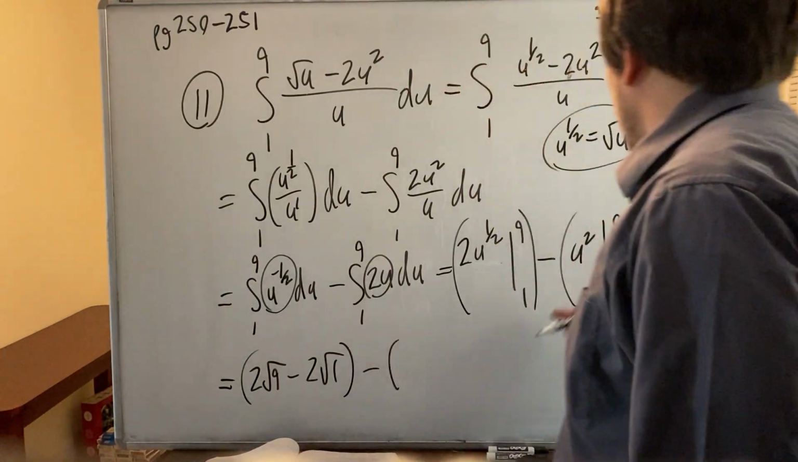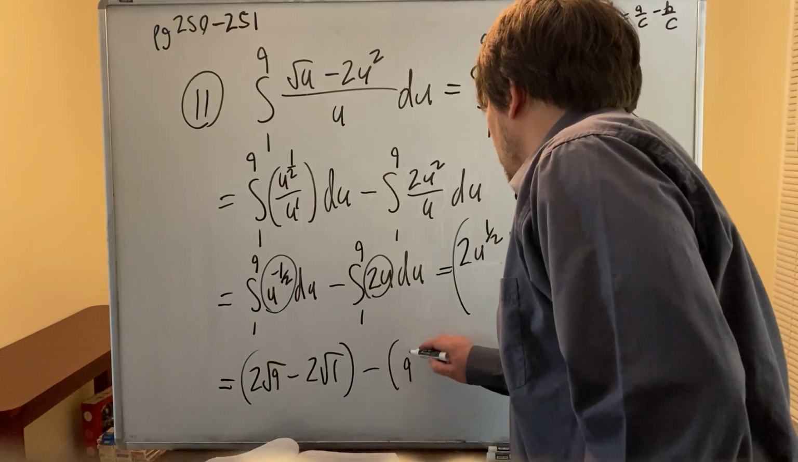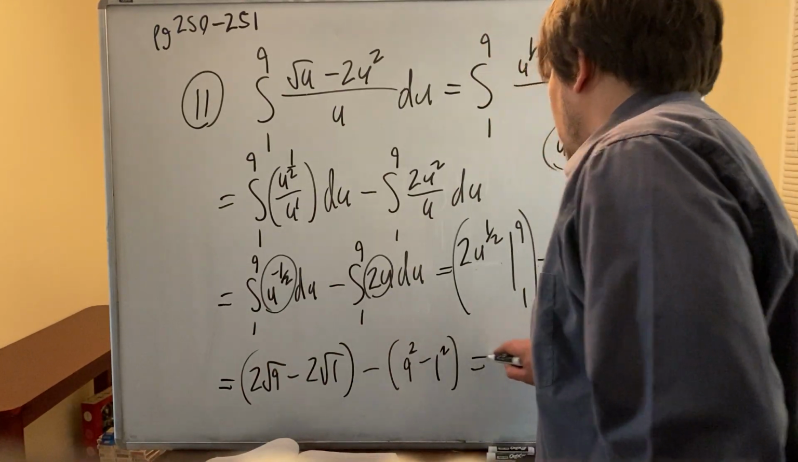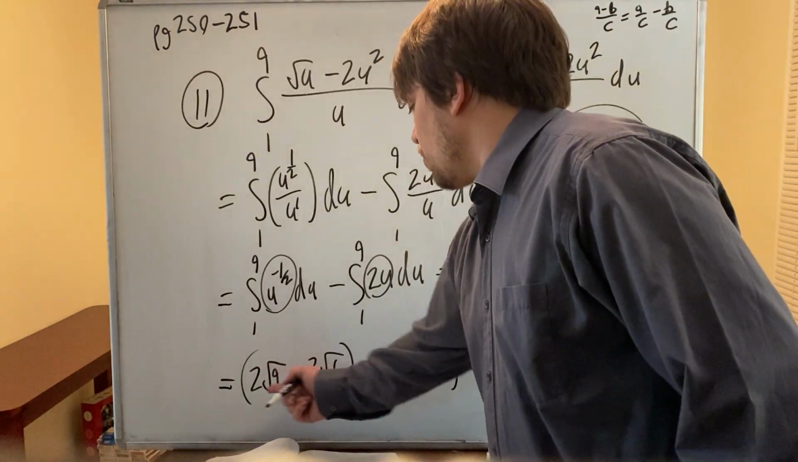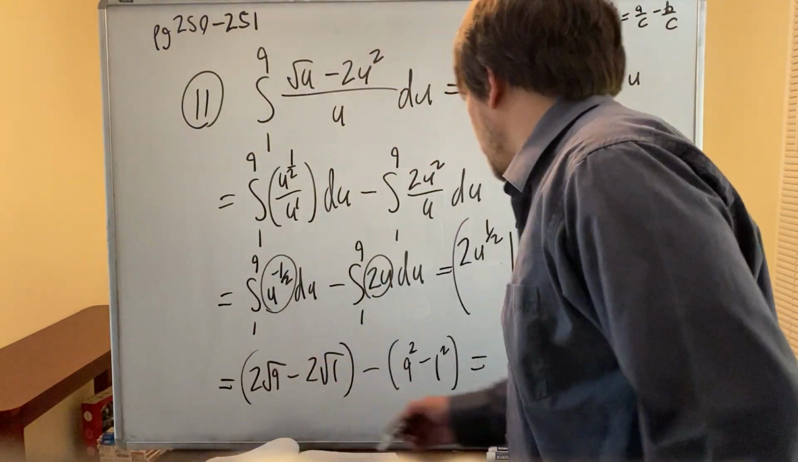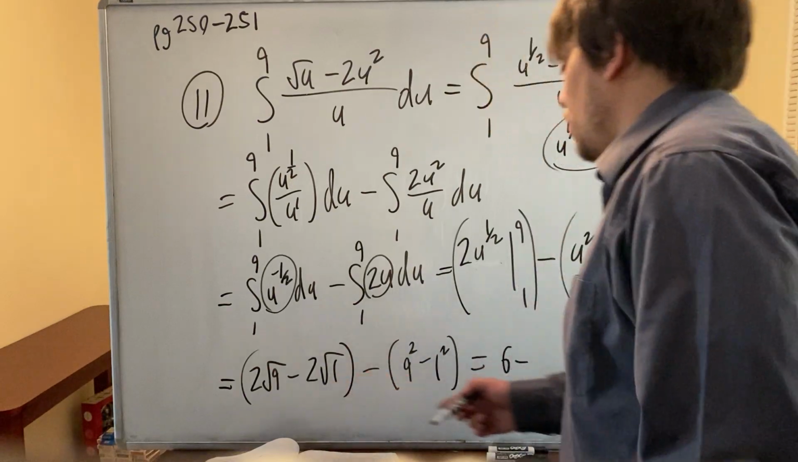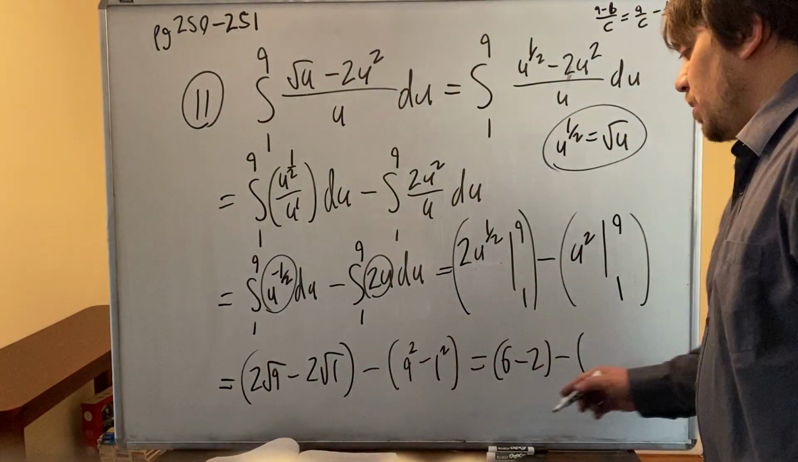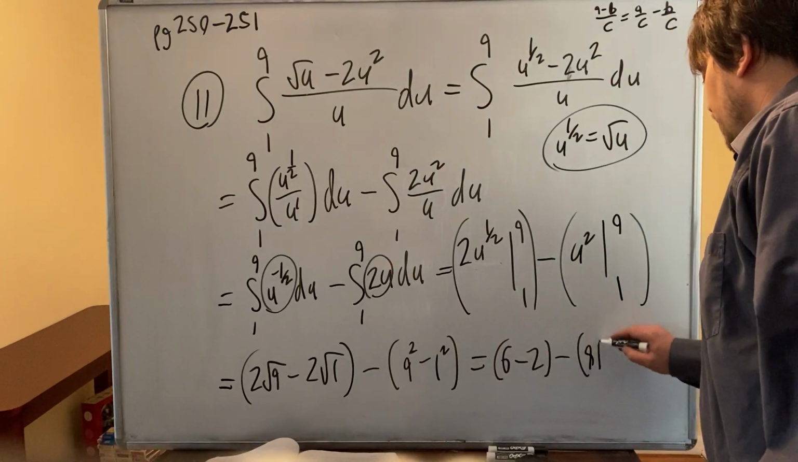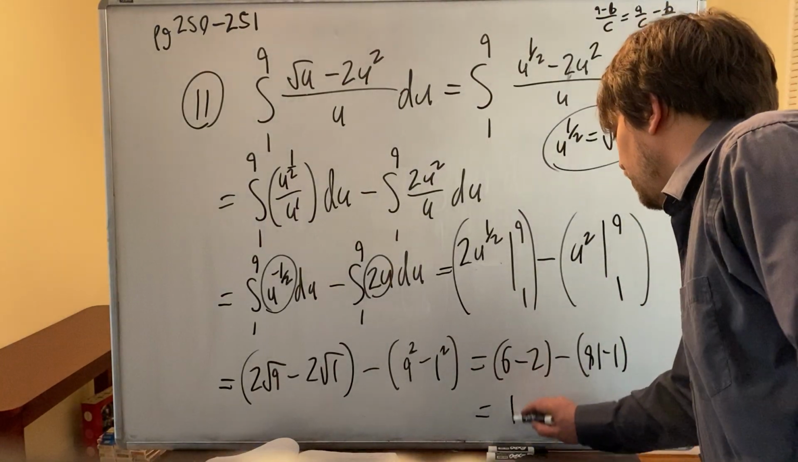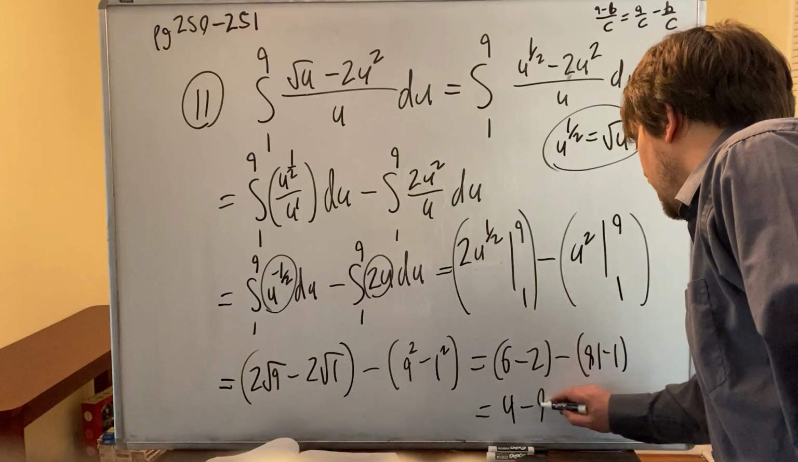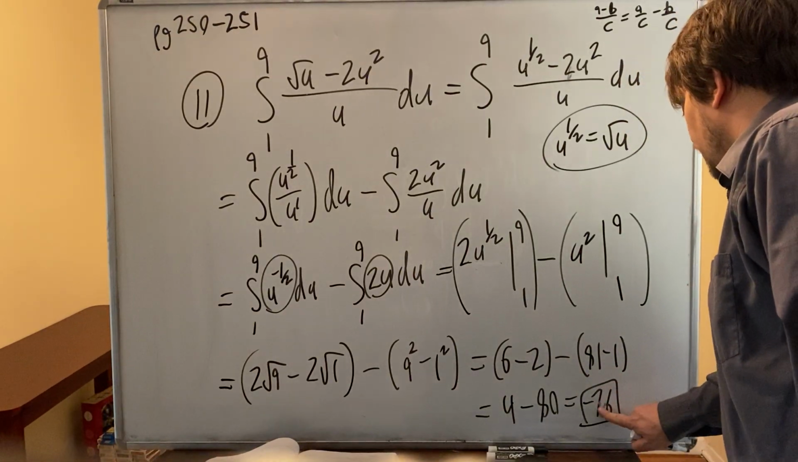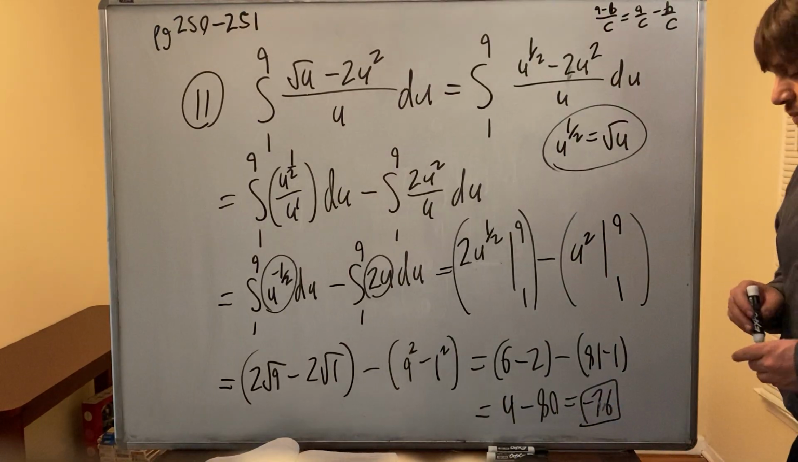So this is minus 9 squared minus 1 squared. And so this is equal to: square root of 9 is 3, square root of 1 is 1. 2 times 3 is 6. 6 minus 2 times 1, which is 2. 6 minus 2, minus 9 squared, 81, minus 1. This is equal to 4 minus 80, which is negative 76. So the answer is negative 76.